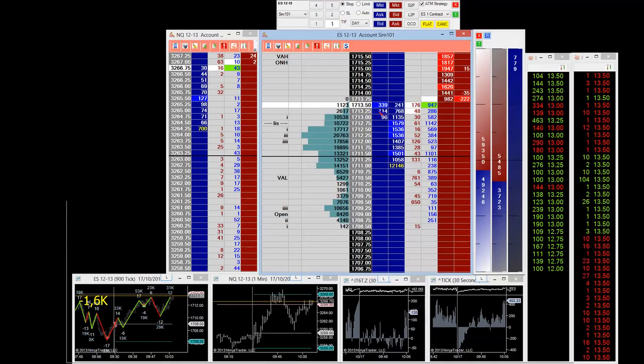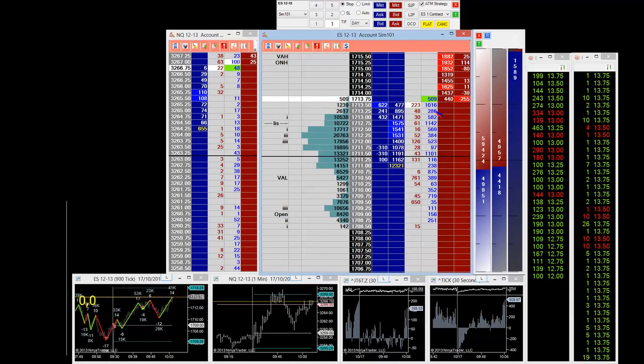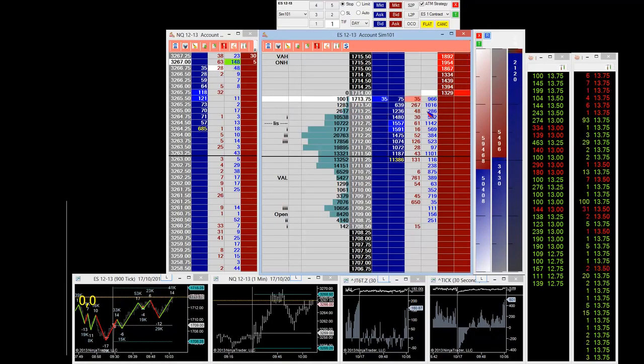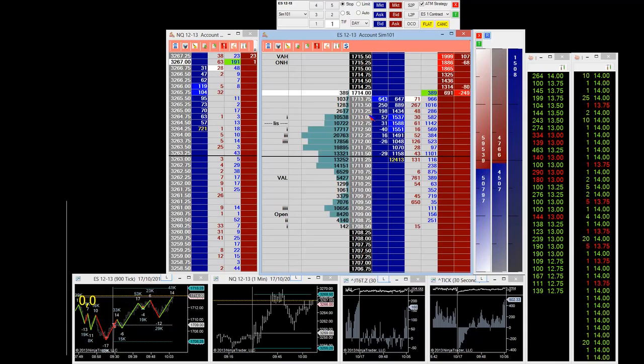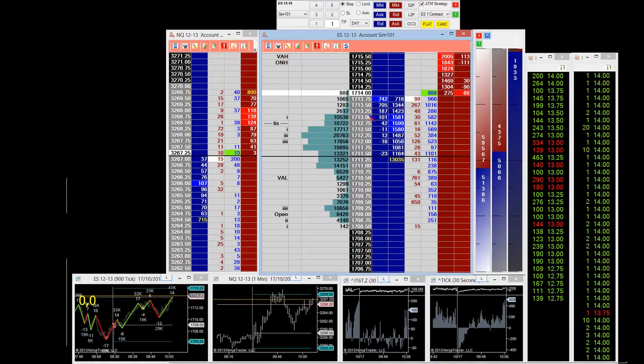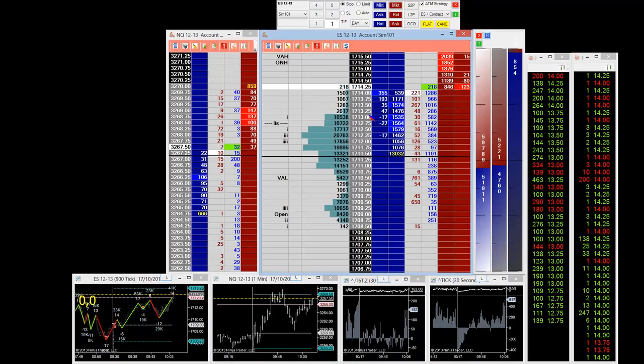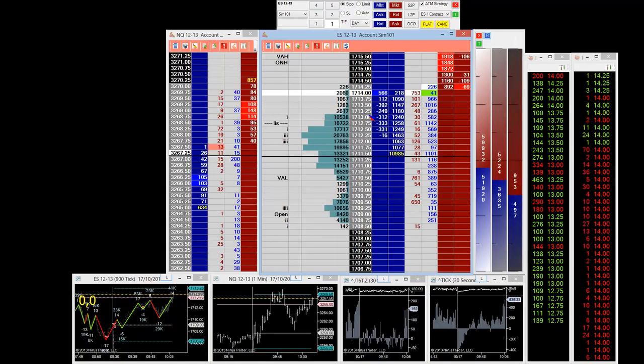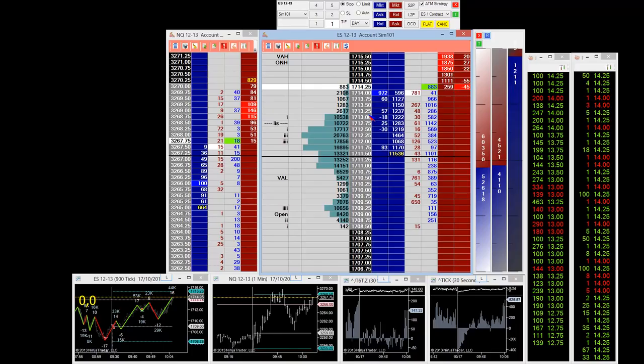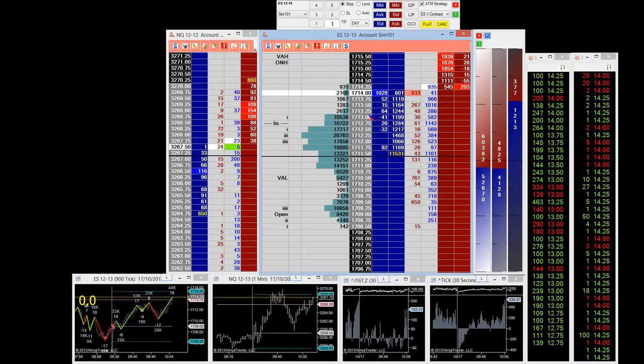Okay, and that the market's going to continue to rotate around this 1712.25 level, and you could go short up here, 13.25 or 13.50. Now if you go short at that level, as we can see, there is nothing above you to actually support your trade. There's no volume already traded above you. So we know that when I get caught in that trade, chances are it's going to move against me quickly.